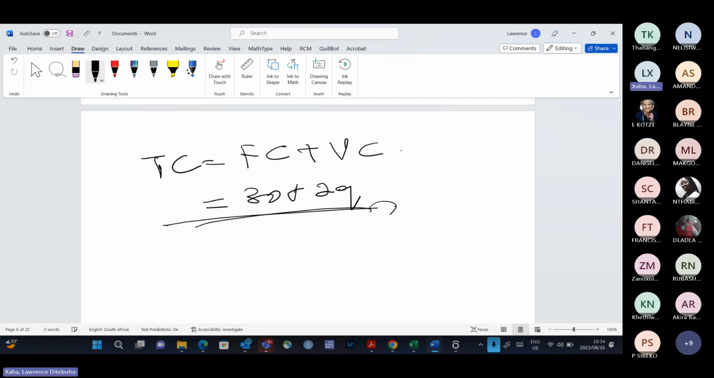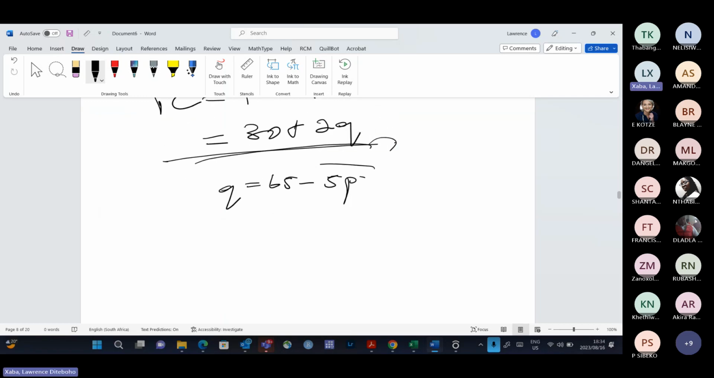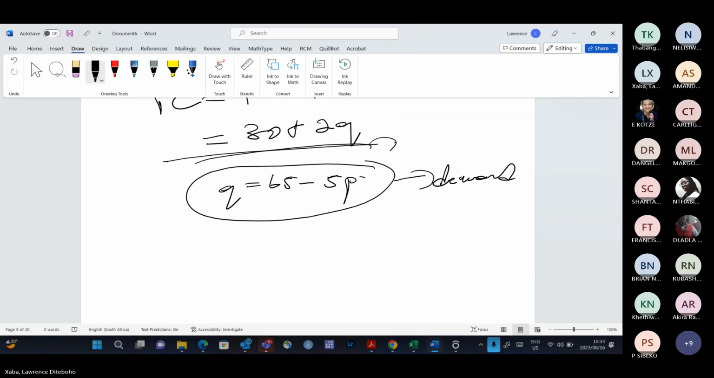This is our total cost function. And furthermore, we are given the demand function of Q equals 65 minus 5P. And you remember, if we are given a demand function of this nature, we are able to derive our total revenue from the demand function.